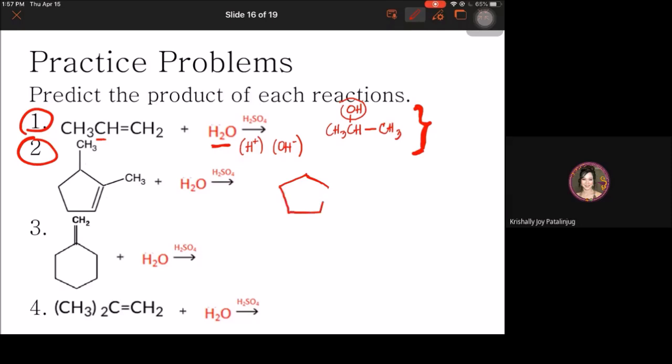So number 2, let us continue. Copy the whole structure, CH3. Between these carbons, obviously, the one with more hydrogen is this one, so the H goes there. It is okay not to show the H because this is a skeletal structure. If you prefer to write H plus H, then it's okay. Then here goes the OH. Please continue with number 3 and 4.